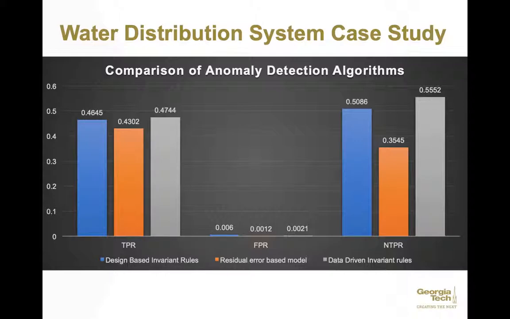So as you can see here, the data-driven invariant rules had the highest true positive rate and the lowest false positive rate, as well as the highest normalized true positive rate. So those results are that the data-driven invariant rules perform best when compared to both the residual error and the design-based invariant rules.